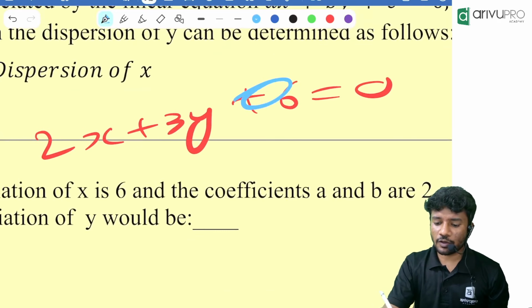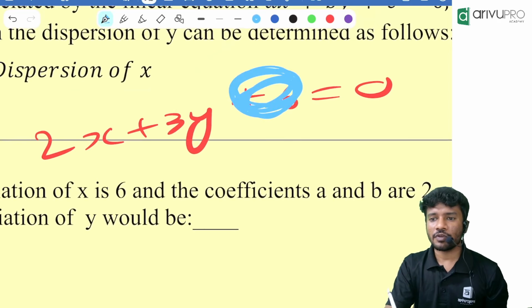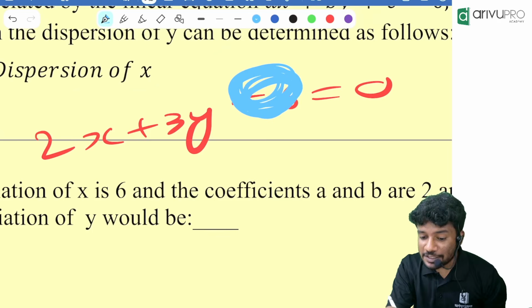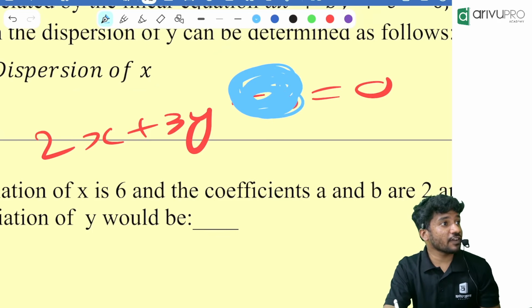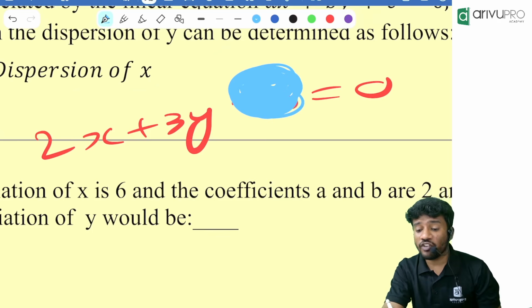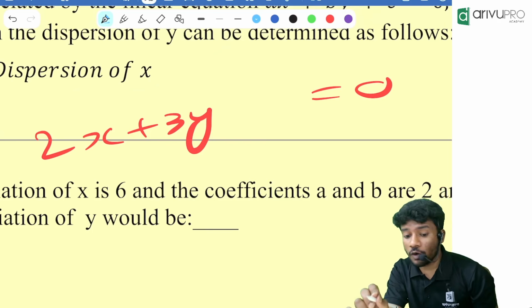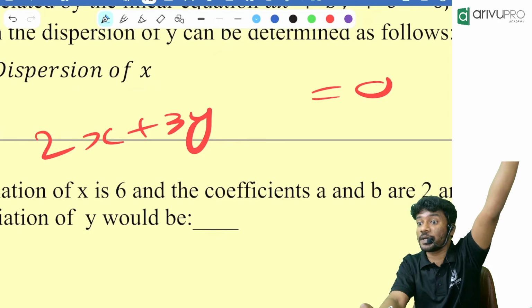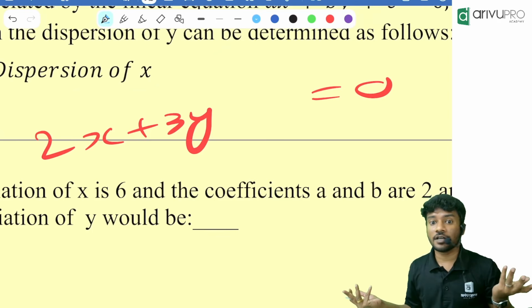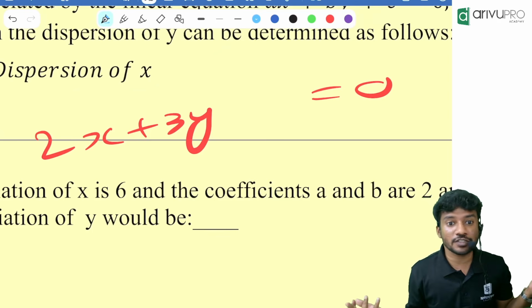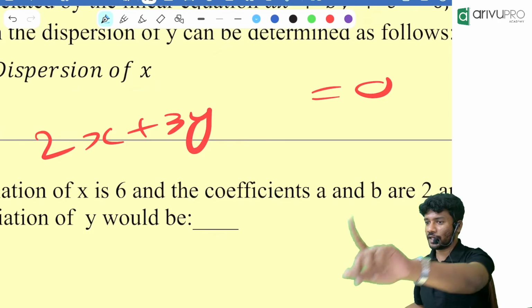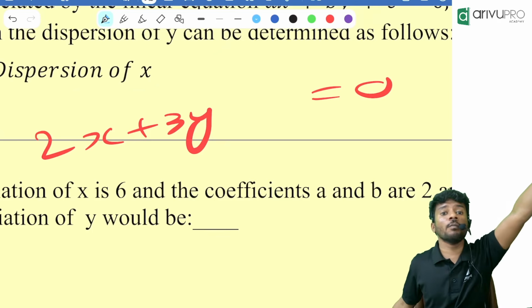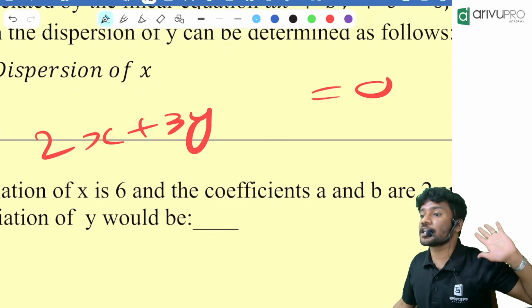We can ignore this 6. Are you getting the point? Since it is not affected by change of origin, if I add a constant value, will it change my answer? No. While in mean, median and mode, it was affected by change of origin. That's why we took the 6 or whatever constant value was there. Are you getting the point? We can ignore whom? The constant value in the equation.